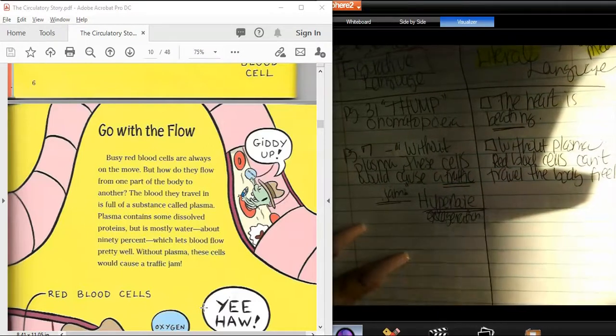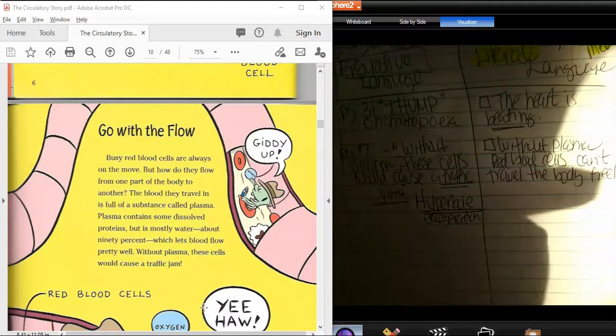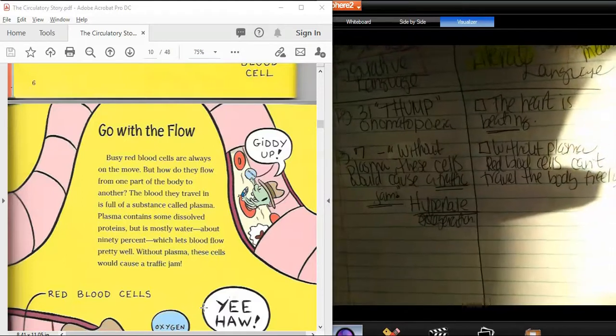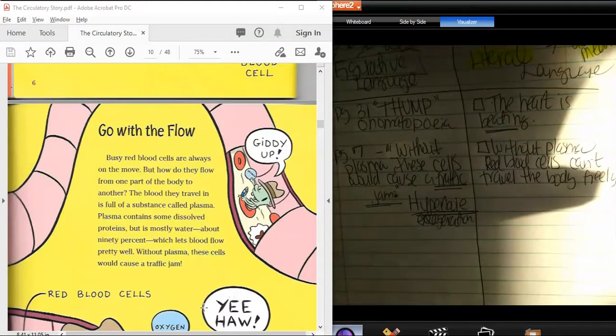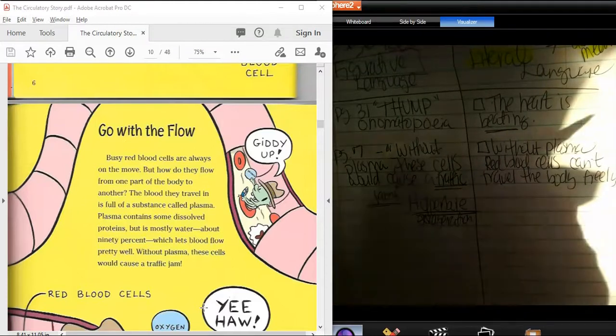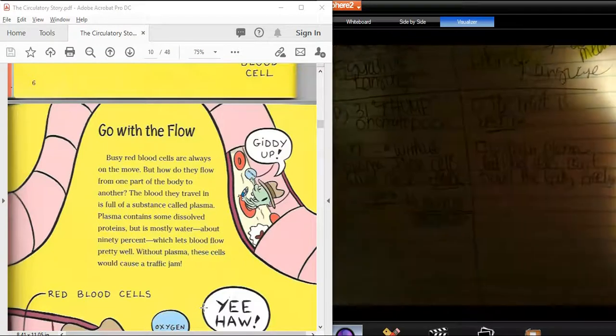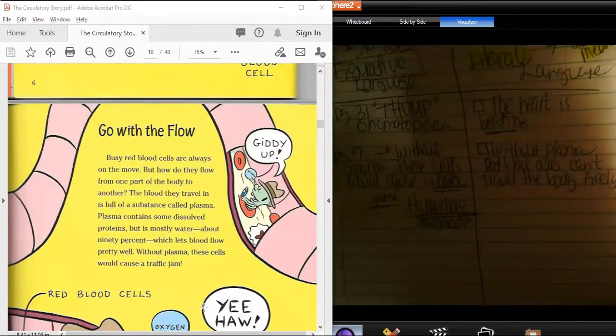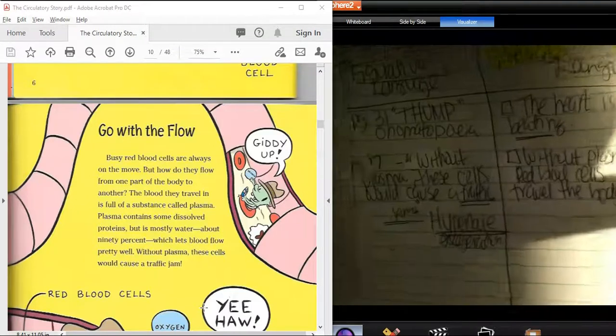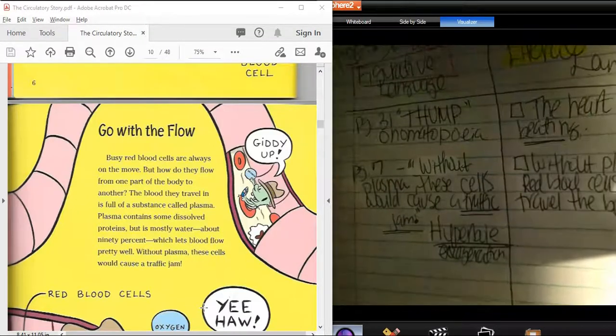They don't literally mean that they're going to call the cops, the ambulance, the firefighters because the plasma doesn't let the red blood cells travel. No, it's just a figure of speech. The author's trying to make a point. I know it looks a little dark, so let me just zoom in. So this is what we wrote.